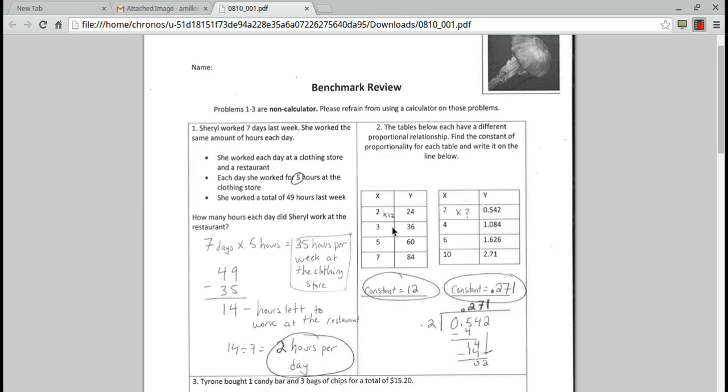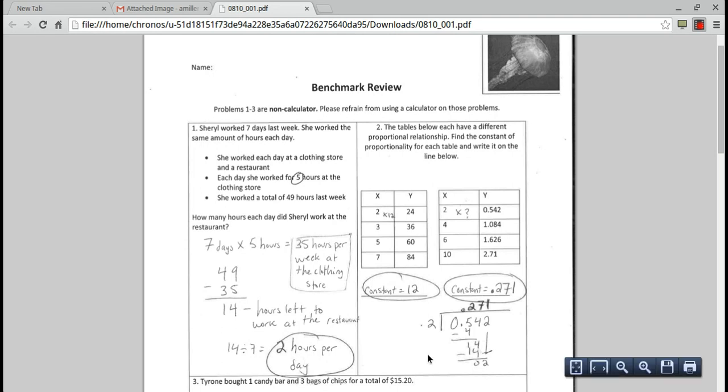restaurant. Well, we know that there are 7 days and 5 hours where she works at the clothing store. So she works 35 hours per week at the clothing store. And then we know that she works a total of 49 hours last week. So if she worked 49 hours and 35 of them were spent at the clothing store, that means that there's 14 hours left that she worked at the restaurant. And then it's asking how many hours each day did Cheryl work at the restaurant. So if she worked 14 hours in 7 days, that means she worked 2 hours per day.